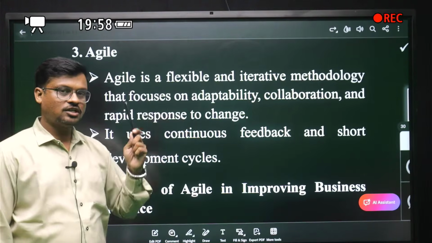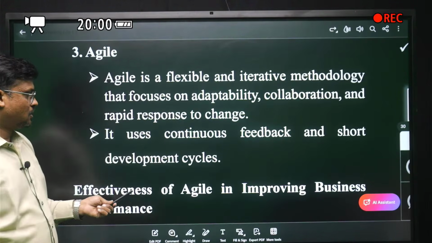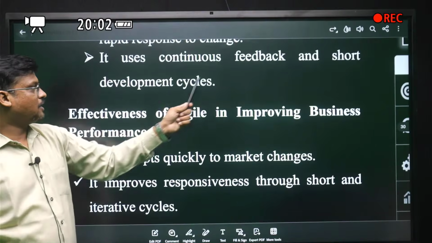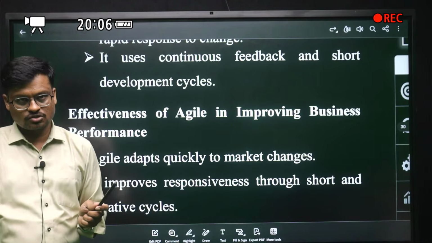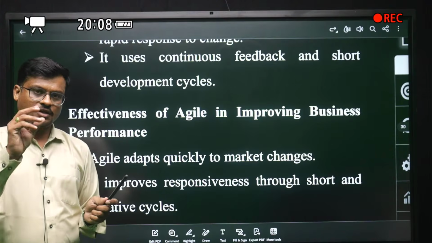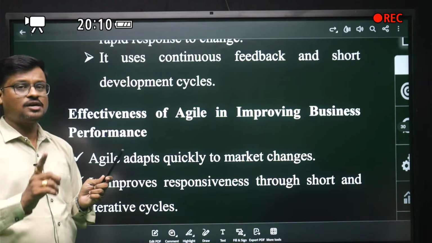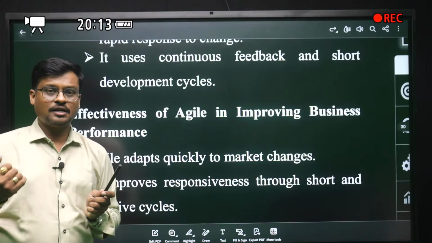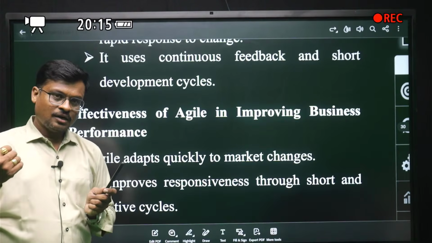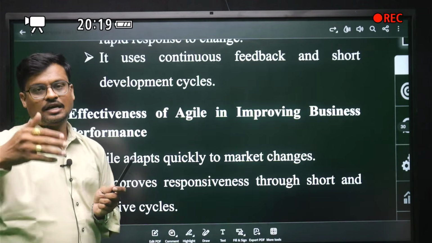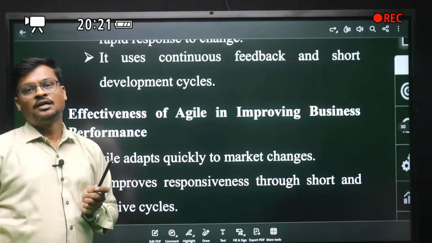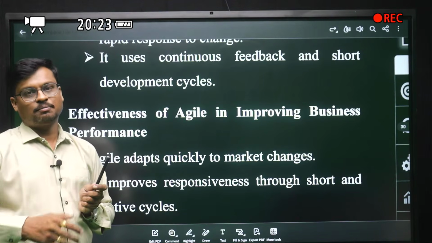Rapid response to change is available in Agile. So it uses continuous feedback and short development cycles. Unlike the other approaches that go from the first to the last step, it goes with a very short-term cyclic process. And one more advantage is simultaneous implementation of the different layers, different stages in the SPM, which can be done with the help of this.